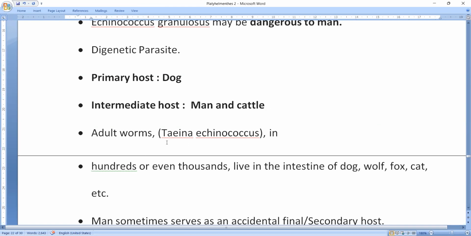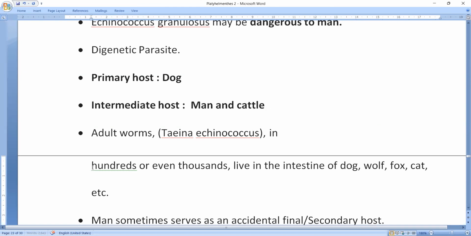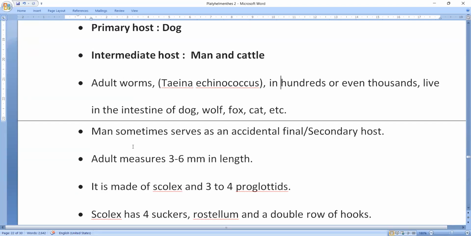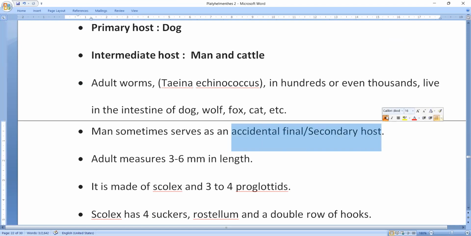Adult worms, which are called Taenia Echinococcus, live many hundreds or thousands in the intestine of dog, wolf, fox, cat. So which are primary hosts. Mostly they live in dog. Man sometimes serves as an accidental secondary host.